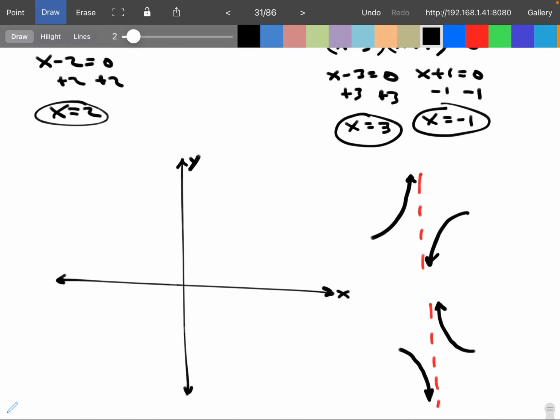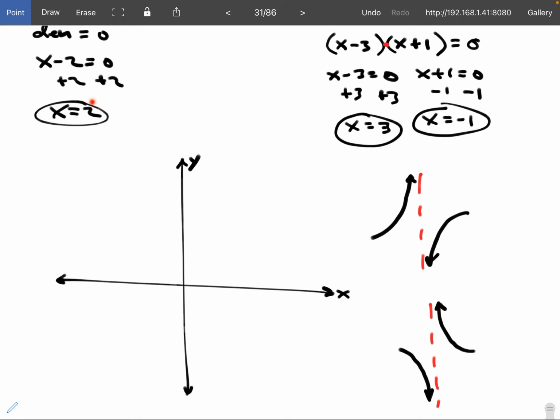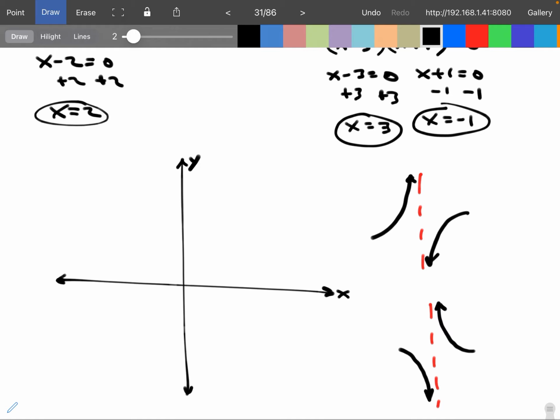And then I know my vertical asymptote was right here at x equals 2, right? So let's put that on the graph. So I've got to have a vertical asymptote at x equals 2. So that's going to look something like this.